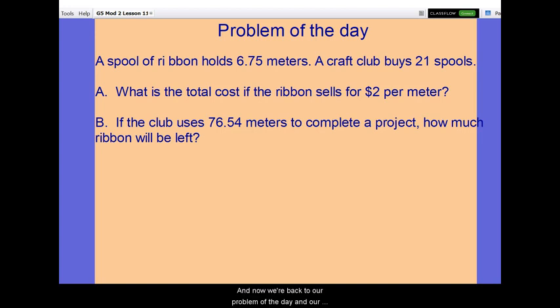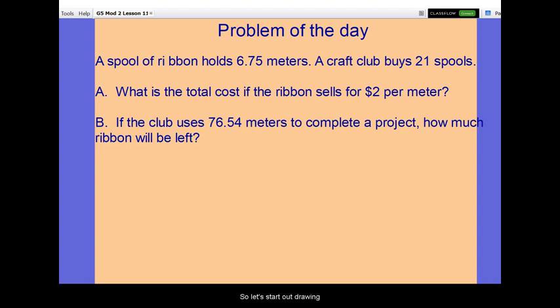Okay, now we're back to our problem of the day. Problem of the day says a spool of ribbon holds 6 and 75 hundredths meters. A craft club buys 21 spools. Part A, what is the total cost if the ribbon sells for $2 per meter, and if the club uses 76 and 54 hundredths meters to complete a project, how much ribbon will be left?